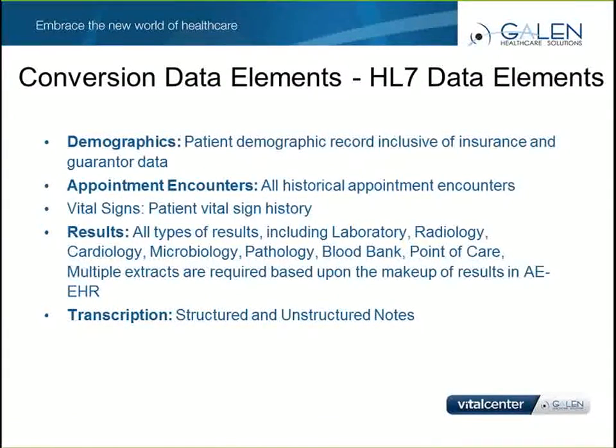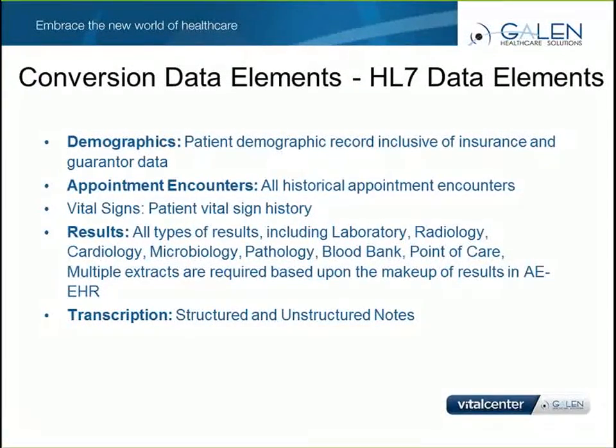Next, we'll discuss the HL7 data elements. The Epic conversions, the discrete portions of Epic conversions, can really be broken out into two areas. The first area is HL7 data elements. These components go in through the existing feeds in Epic that Epic uses for their real-time interfaces. Those include demographics, appointment encounters, results, and transcriptions.